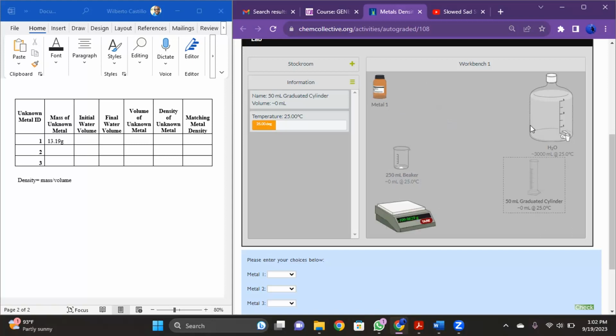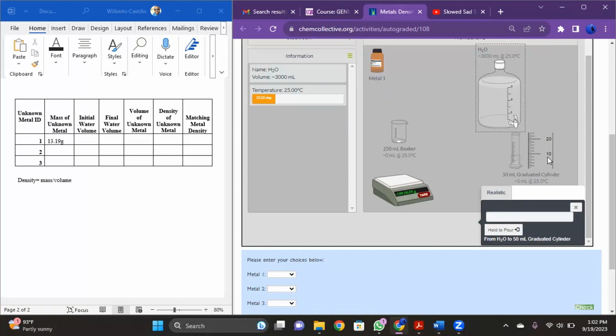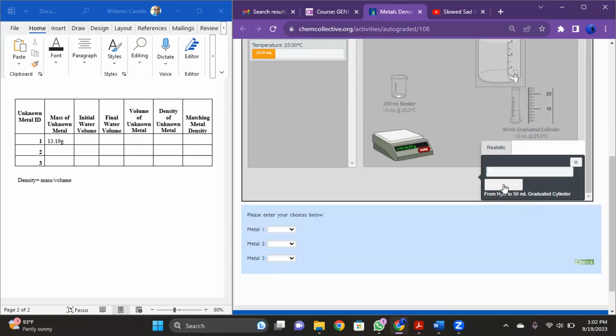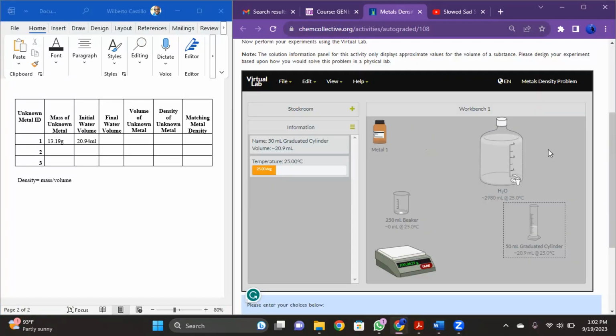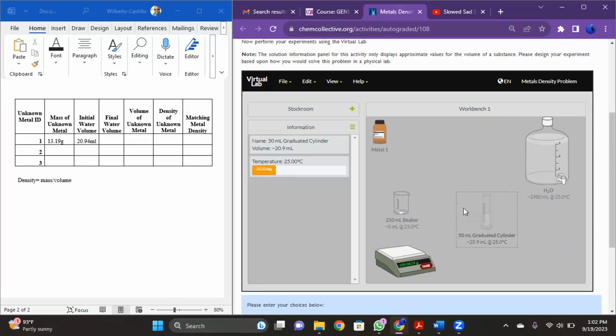So let's add some water in our 50 milliliter graduated cylinder. Let's add a little bit of water. So in here we have poured 20.94 milliliters. That's our initial water volume, 20.94 mLs. Now we're gonna displace the water in here by adding some of the metal that we had.